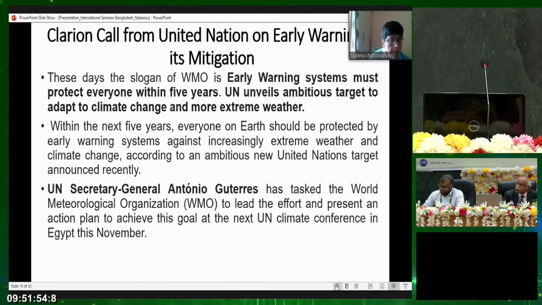Then the clarion call from the United Nations and WMO is that they are telling all the continents that early warning systems have to be taken up as a very high priority area for extreme weather. That's why the Secretary General of the UN and WMO tell us they are working over the next 5 years on how these extreme events, particularly in South Asia, can be controlled or minimized.